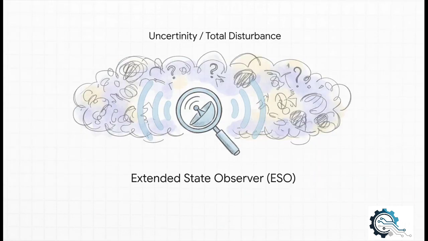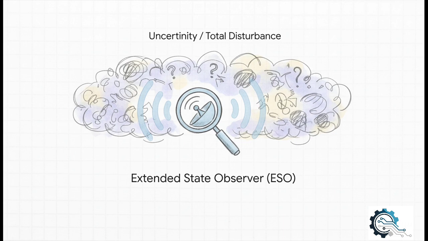Let's zero in on that detective, the ESO, because this is the absolute game changer. The best way to think about it is as a real-time uncertainty sensor. I mean, you can't just go out and buy a sensor that measures modeling errors or weird interference, but the ESO creates a virtual sensor that does exactly that. It gives the controller the one piece of information it's always been missing.